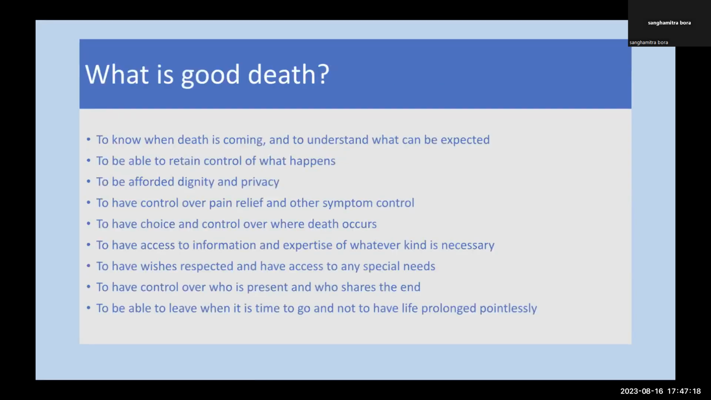Sorry to interrupt, Sanghamitra. There is a comment in the chat regarding the ethics. Dr. Suraj is saying that I differ in the interpretation of justice in medical ethics. It's about utilizing available resources well for one individual rather than deferring responsibility of resource allocation to the physician. Would you like to comment on that?